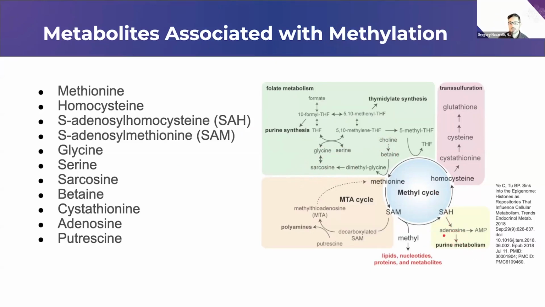You can look at something like adenosine, and purines are a type of nucleotide. And then also polyamine production, so putrescine. This is associated with gut function as well, so you could measure this too. There's a lot of different metabolites you could look at to get an association with how the methylation cycle is working. Just looking at homocysteine, there are so many other metabolites that could be implicated. So you want to look at the whole picture.